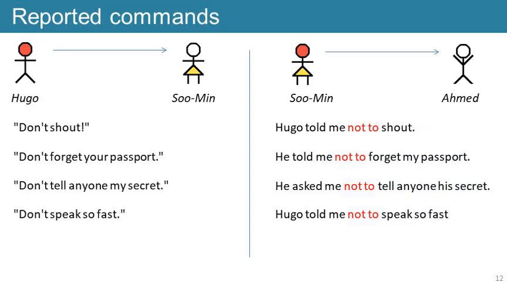When reporting negative commands, you need to place the word not in front of the to infinitive. So it has to be, for example, he asked me not to tell anyone his secret, and he told me not to speak so fast.